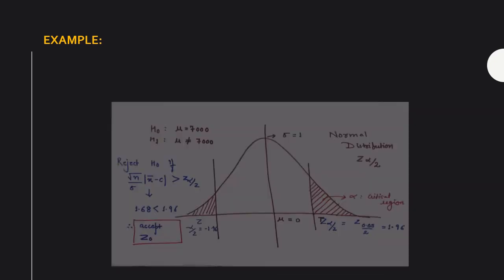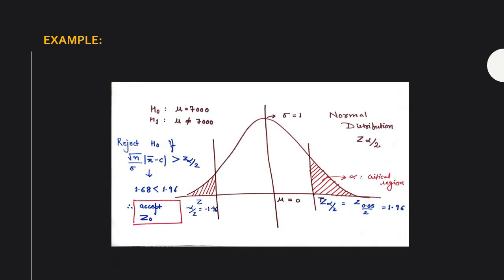Now let's see an example. So this is the example. Now I'll explain with the marker. For example, in null hypothesis, that is H0, we denote mu equals 7000 for any random population. Now for H1, that is our alternate hypothesis, we assume that mu is not equal to 7000. Basically, it is a two-way testing.